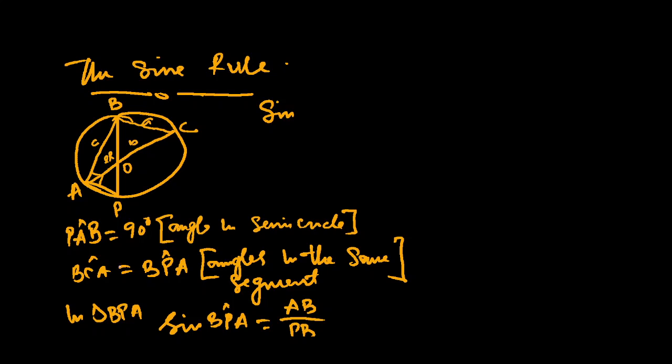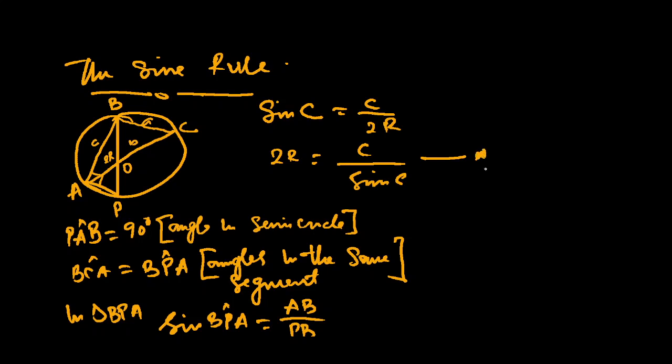Therefore, sine BPA is equivalent to BCA, and when you look at angle BCA, it is C. So I can say sine C is equal to small c all over 2r. If I cross multiply here, I will have that 2r is equal to c all over sine C, and I can call this one equation star.